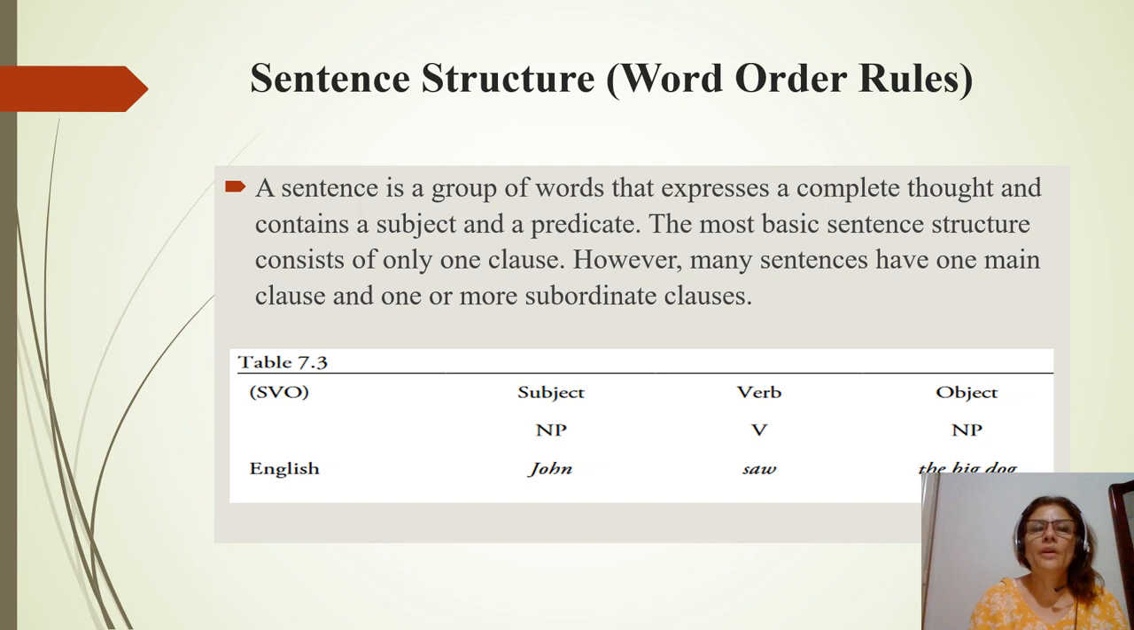Let's continue with the word order of the sentences. Okay, the most common order among languages, we have a subject, object, verb, okay? And we have here an example. John saw a big dog, or the big dog, okay? A sentence is a group of words that expresses a complete thought and contains a subject and a predicate. Okay, this is a basic example of the word order of a sentence.